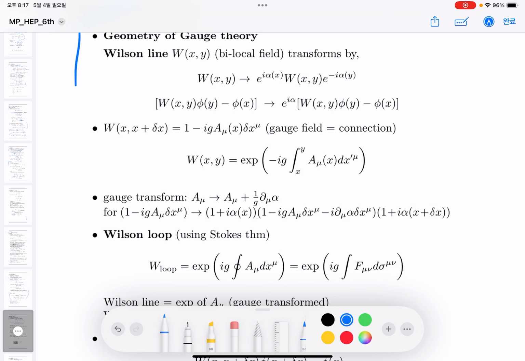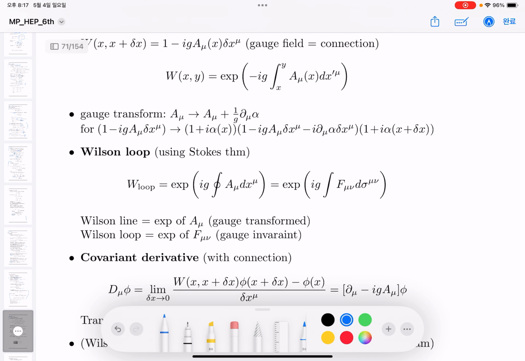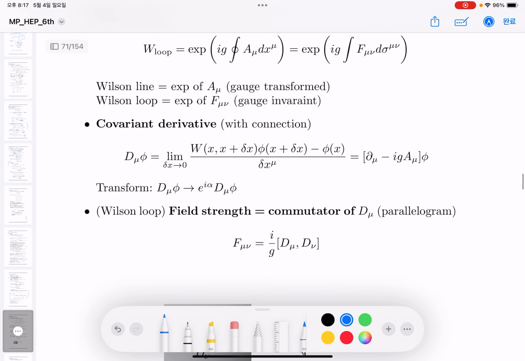And by using Stokes' theorem, we can find the Wilson loop. The A_mu in the exponential factor becomes the field strength F_mu nu. And we can find the covariant derivative D_mu with the connection. The covariant derivative includes the connection gauge field, so the interaction terms are included. And the field strength can be obtained by the commutator of D_mu and D_nu. This is similar to the Riemann curvature tensor in general relativity theory.